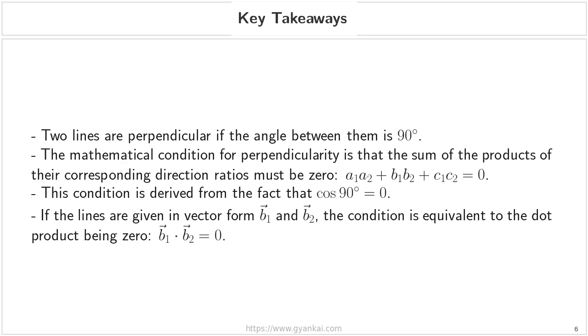Finally, if you are working with lines presented in vector form, using vectors b sub 1 and b sub 2, you will find that this condition is exactly the same as saying their dot product is 0. That is, b sub 1 dot b sub 2 equals 0. All right, let's wrap everything up by reviewing the key takeaways from today's lesson.